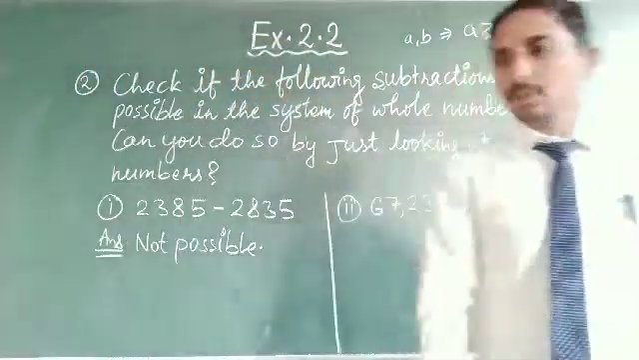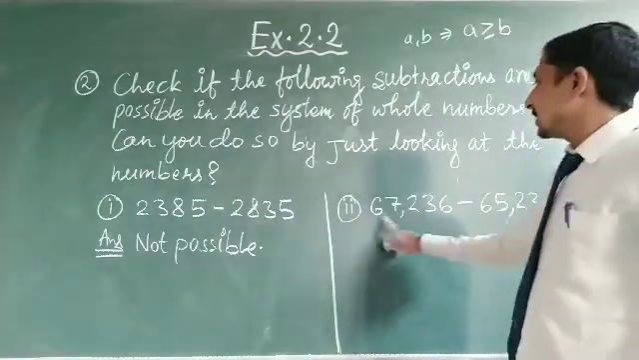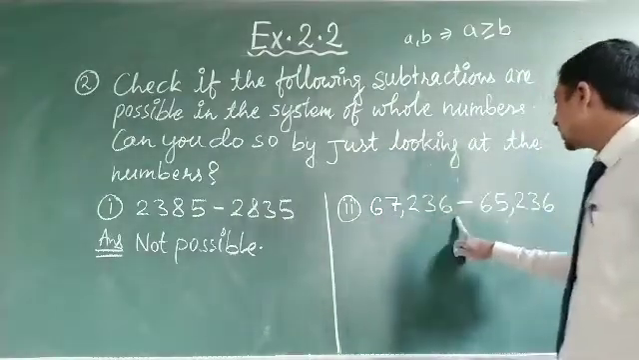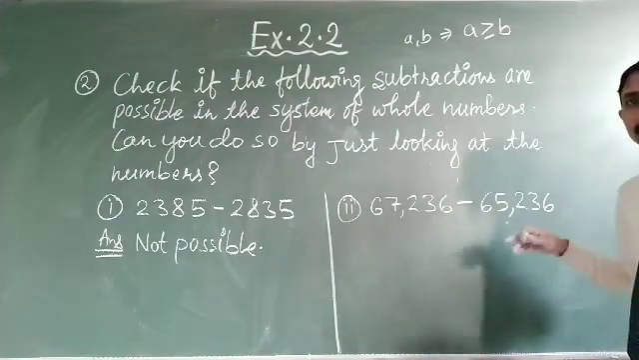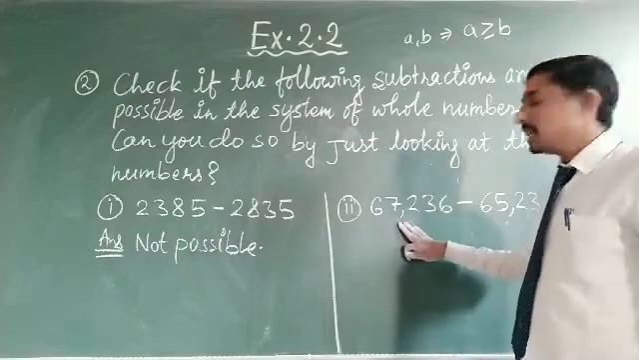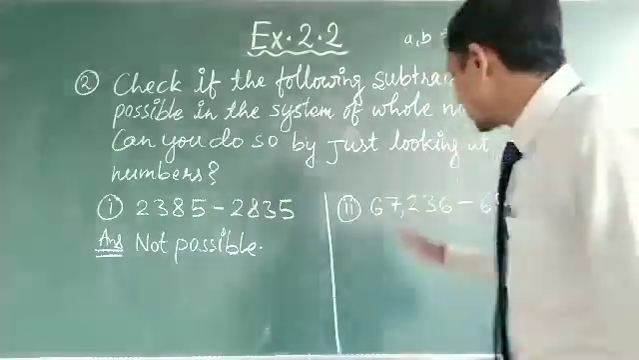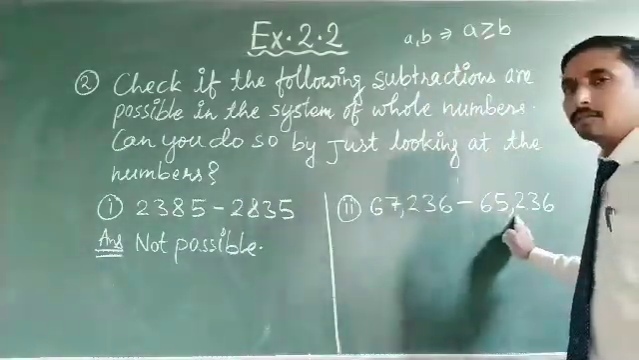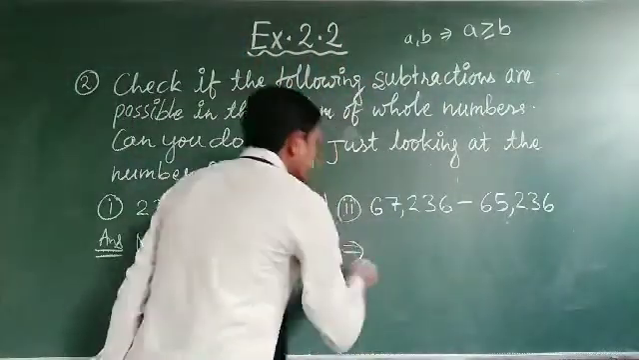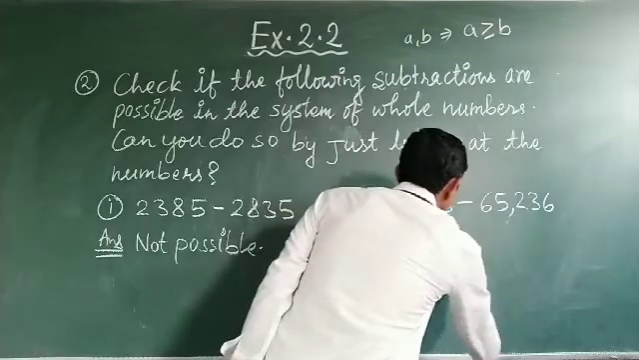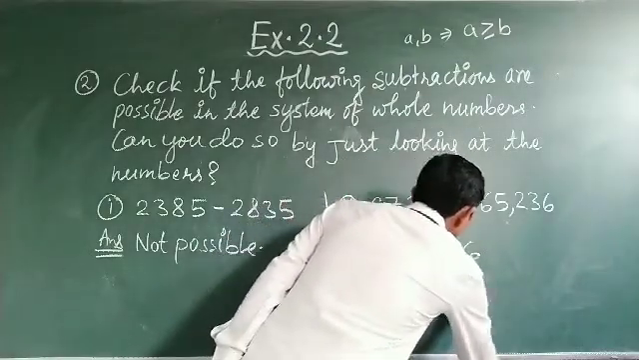Subtraction is not possible. Now in the second question, our first number is 67,236 and our second number is 65,236. We easily see our first number is greater than the second number, so in that case subtraction is possible. When the first number is greater than the second number, then subtraction is always possible. So we easily subtract: 67,236 minus 65,236.